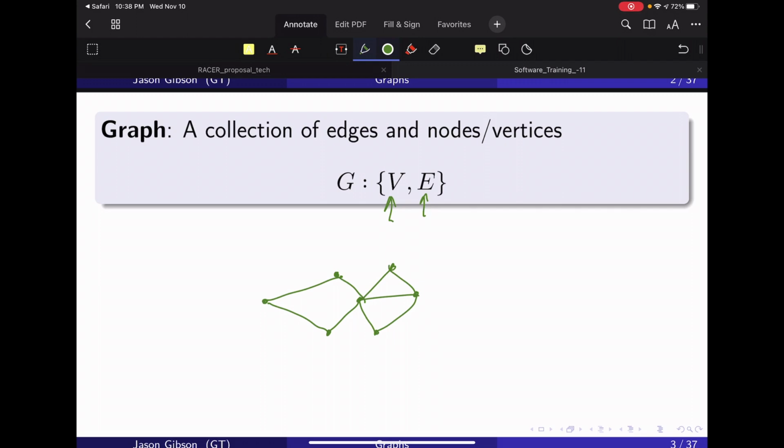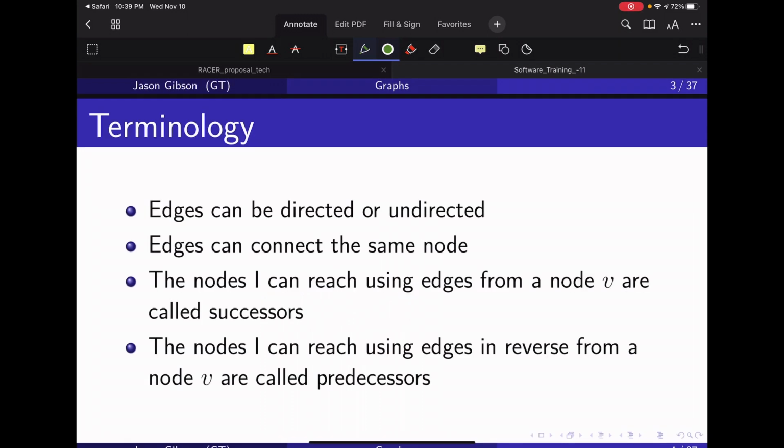You can have fully connected graphs where every node has an edge to every other node, or you can have a very sparse graph where there's maybe only one or two connections per node. So there are a couple properties about graphs. Edges can either be directed or undirected. What that means is that if I have two nodes and I have a directed edge, I can only traverse from A to B. I cannot traverse from B to A.